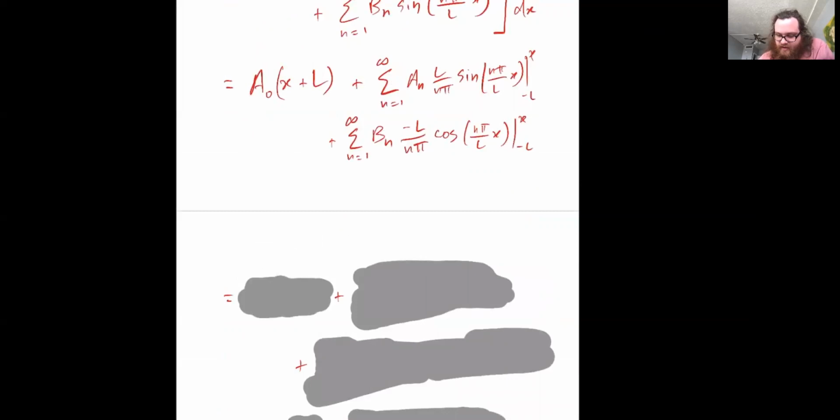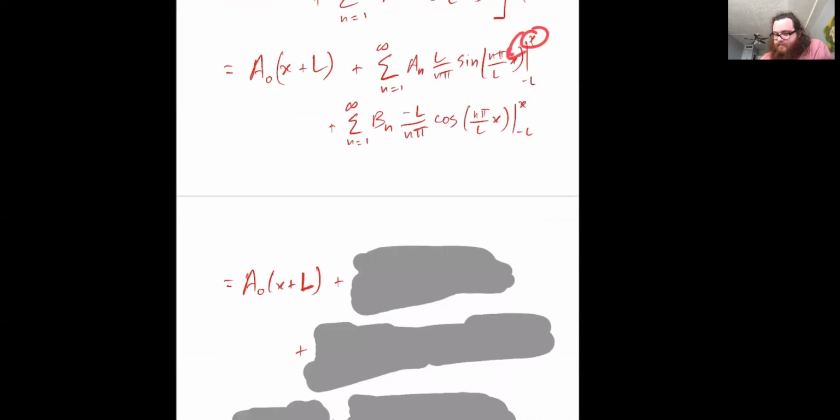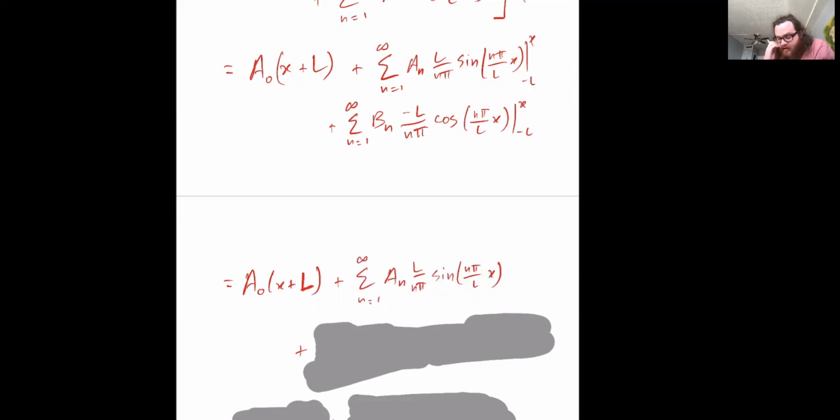Cool. So what does this give us? Well, nothing to do with the a sub 0 piece. Here, we're plugging in negative L, so we're dealing with sine of n pi, which is going to be 0. Otherwise, we're plugging in x, and that's just what it is. So evaluating each of these terms at the bounds, we're going to end up with just a sub n, L over n pi, sine of n pi over L x.